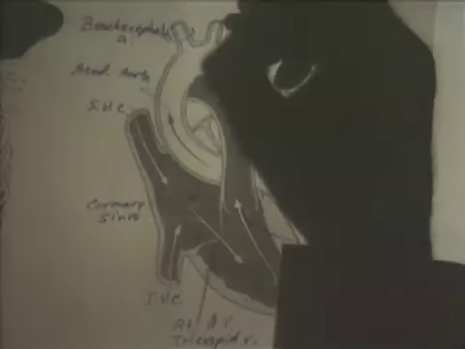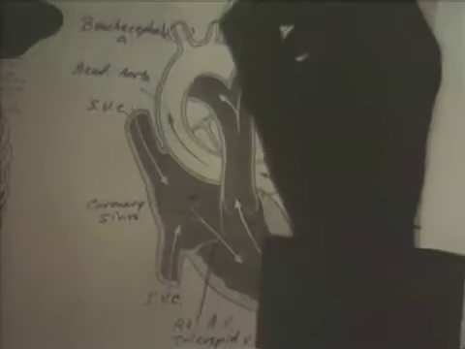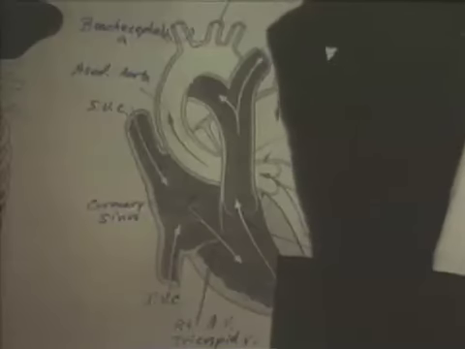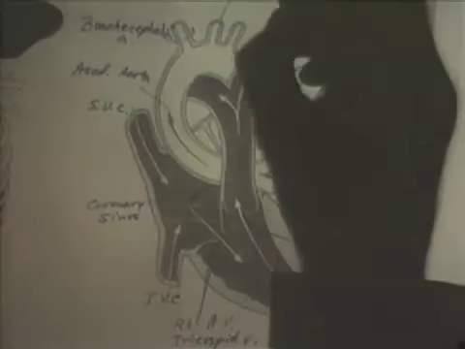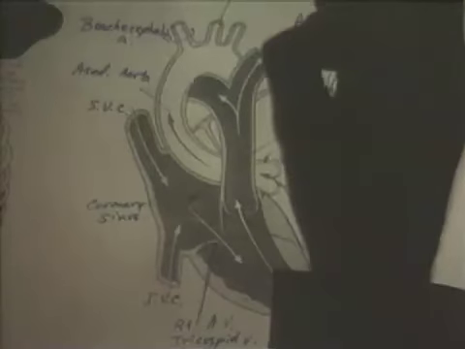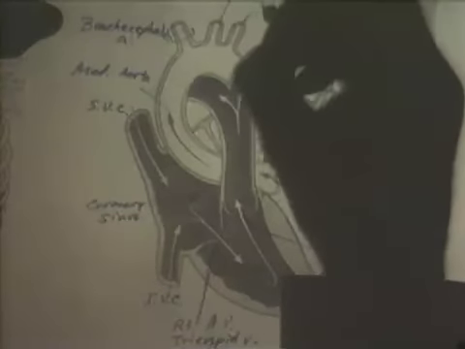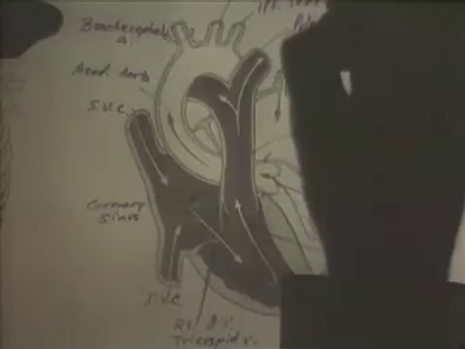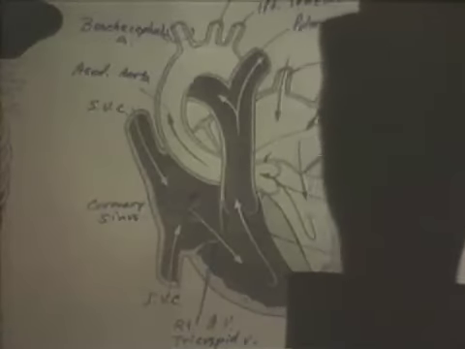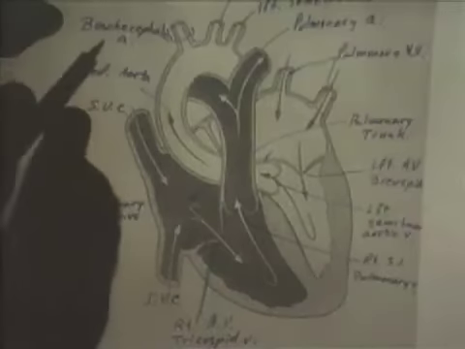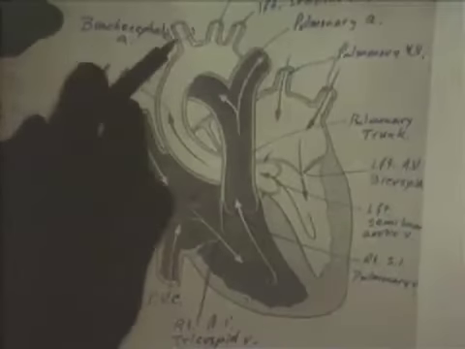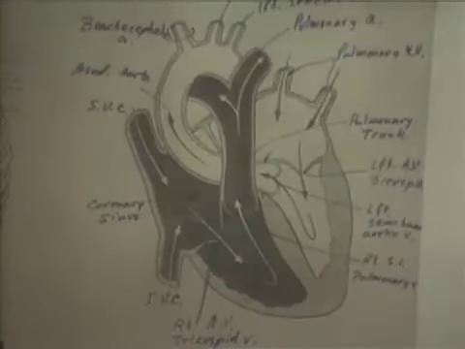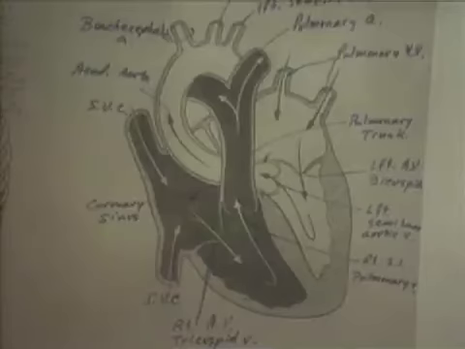In this case, we have the left common carotid and the left subclavian. This brachiocephalic artery on the right side is going to then divide up into these two elements on the right side. But that's just, as I say, one of the major details there.